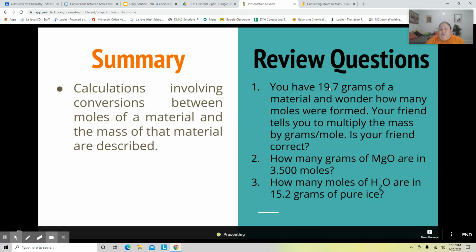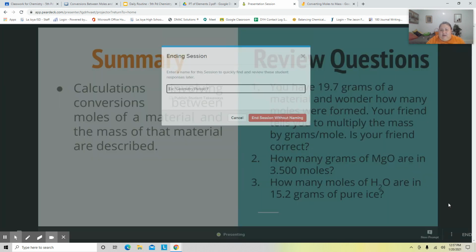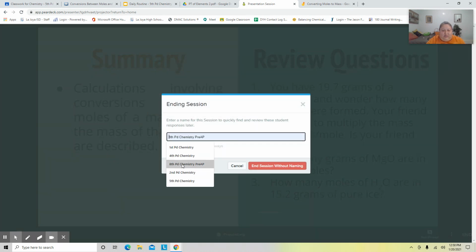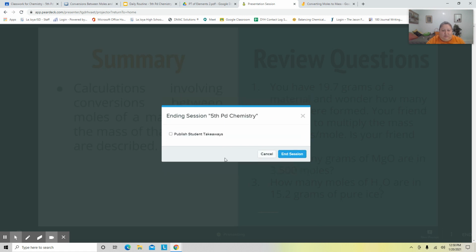You have 19.7 grams of a material and wonder how many moles were formed. Your friend tells you to multiply the mass by grams per mole. Is your friend correct? Number 2, how many moles of magnesium oxide are in 3.5 moles? Number 3, how many moles of water are in 15.2 grams of pure ice? All right, that's what we're going to tackle next. But let me stop recording first.